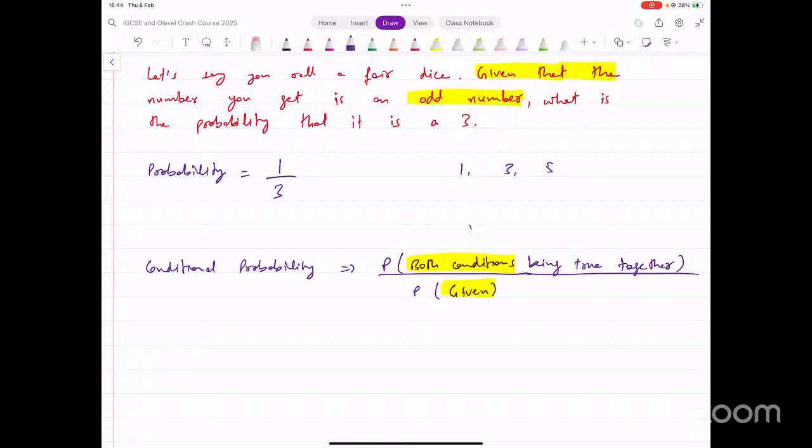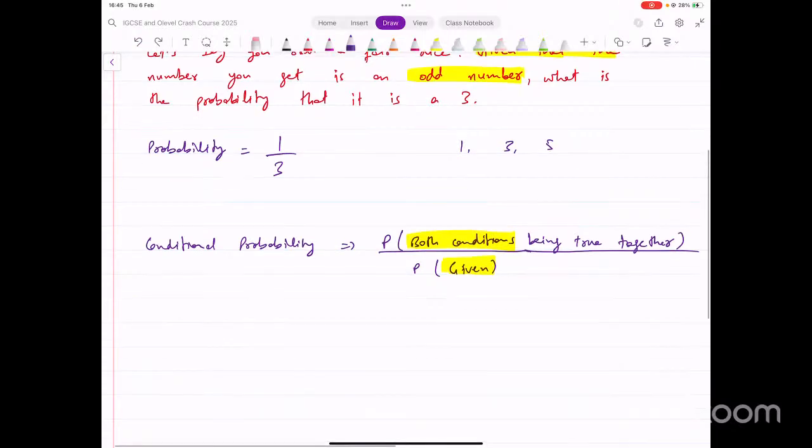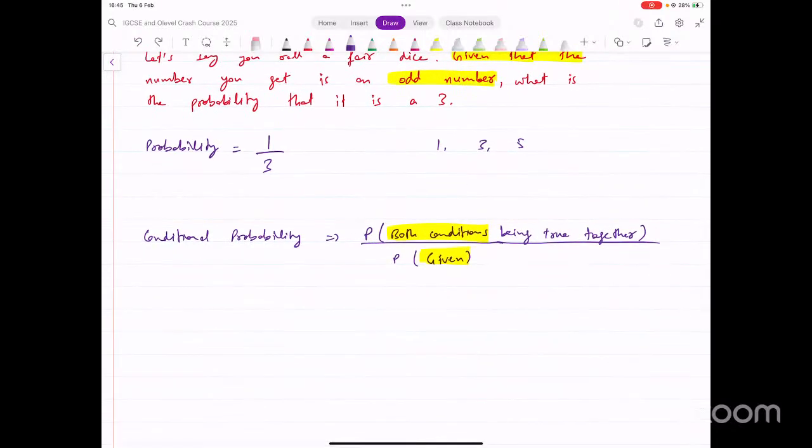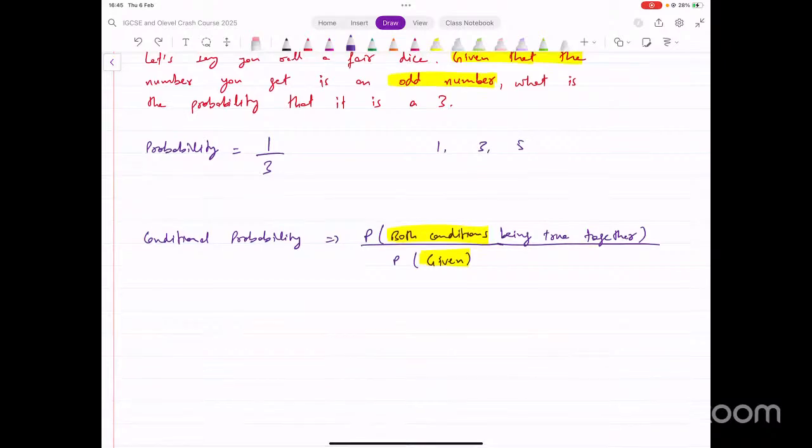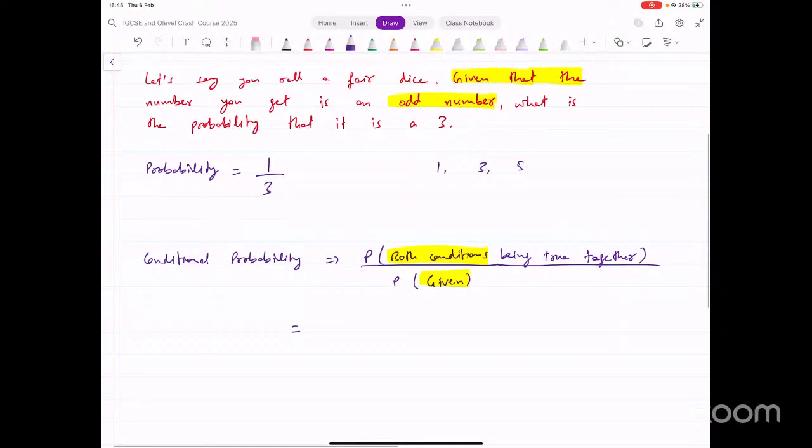Now we can think of it in terms of probability as well. That's what you generally have in the formula when you do it later on. So in terms of probability, it would look something like this. Both conditions being true, so in this case, odd number and a 3. That probability is going to be 1 out of 6, right? If the total possibilities was 6. In the denominator, probability of what is given, probability of getting an odd number when we roll a dice, that is 3 out of 6. And that gives us 1 out of 3 because 6 and 6 get cancelled.